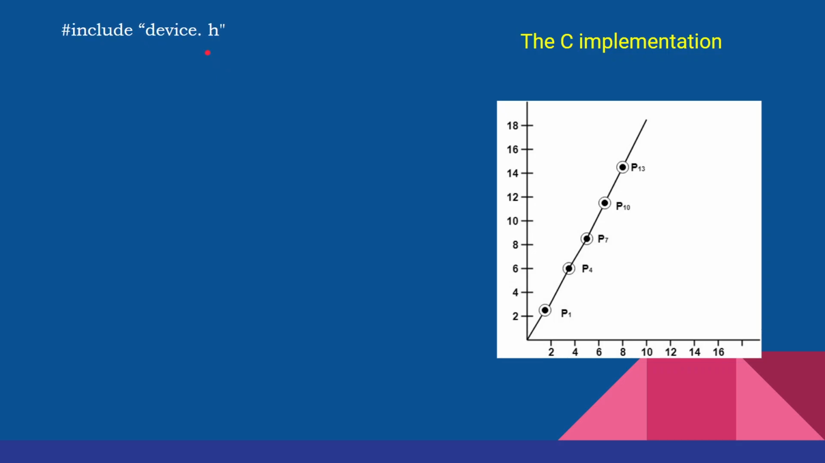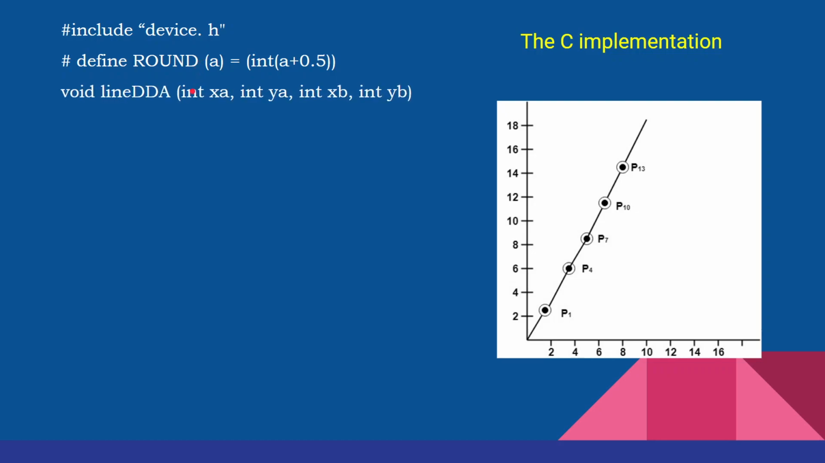We include device.h, which is the header file to include the device to display the line, and then we have the define function, which is the round off function, which calculates the integer of a plus 0.5. So this function will calculate the round off value. For example, if the value is 3.3, it will convert into 4. If the value is 3.5 also, it will convert into 4. So whatever the value may be, it will be added with 0.5 to get the round off to the nearest integer. The algorithm begins like this.